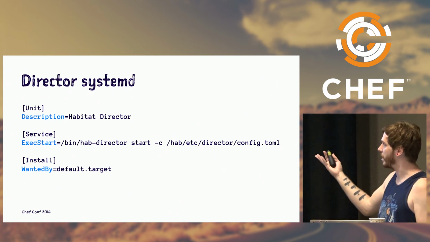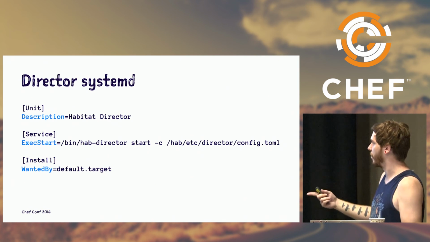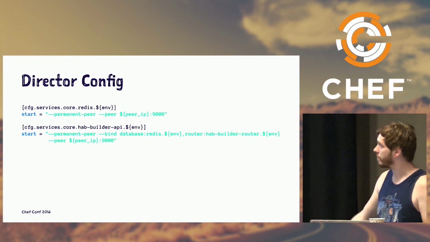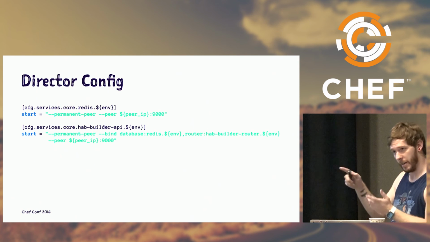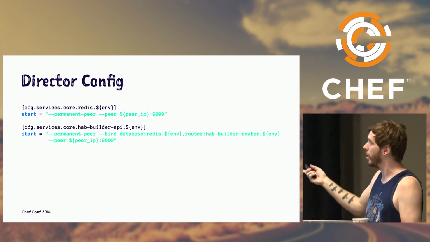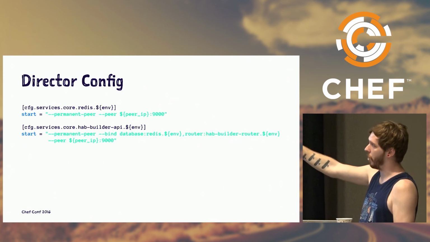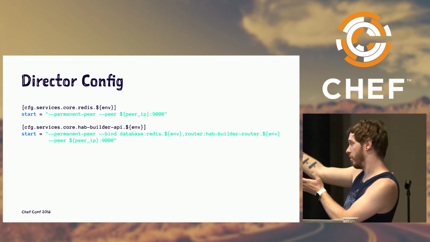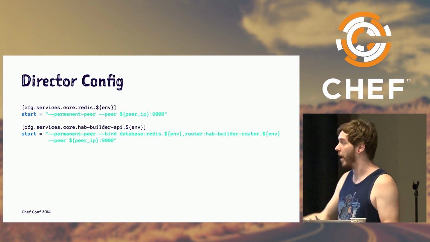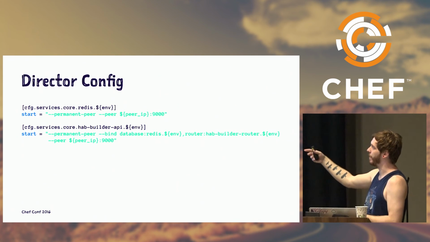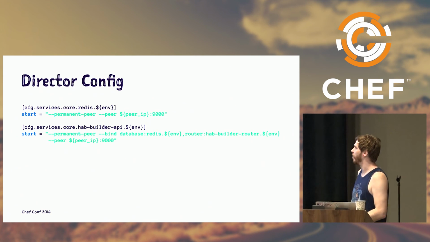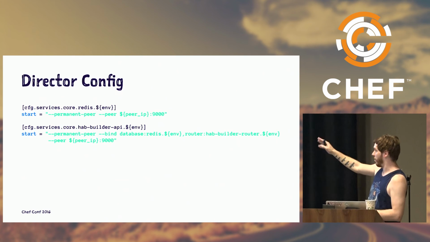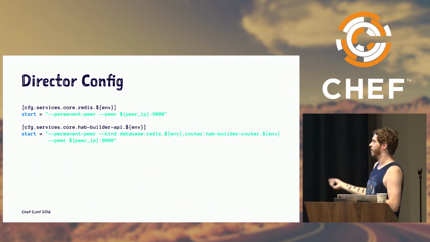So this is a systemd config of the director, which starts from a configuration file. This is the configuration that it's starting and passing to the director, which is very simple. It's toml again. The important bits here are that those start parameters are what you would pass in the command line. And you can see that I'm binding a database, Redis, and then an environment router, and I'm binding router and have build router from an environment as well.